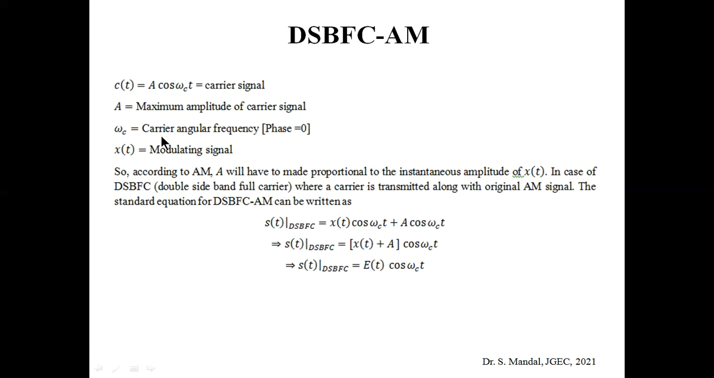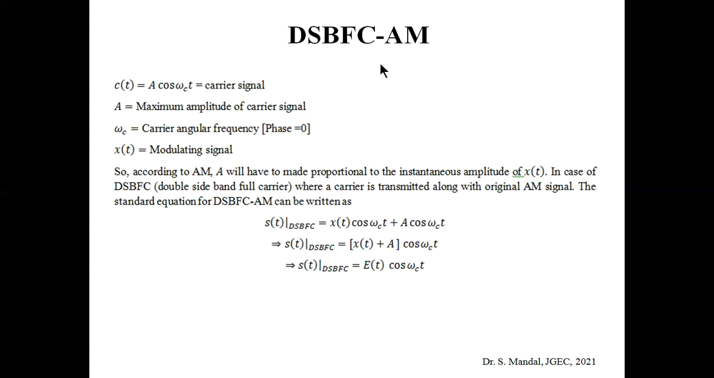So in case of AM, we know that the amplitude of the carrier, that means A, is needed to be proportional to the instantaneous value of x(t). That means A is proportional to the modulus of x(t), or the amplitude of x(t). That means if we multiply x(t) by cos ω_c t, if the function is like x(t) cos ω_c t, then the amplitude will be denoted by x(t). That means in that case the carrier amplitude will vary according to the message signal.